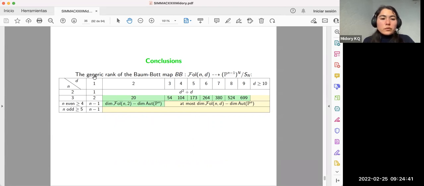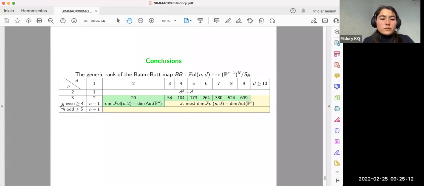Then for degree 1, we know that the generic rank is n minus 1. For degree 2 and so on, for the projective plane it is D squared plus D. The result was given by Alcides, Neto and Pereira. For dimension 3, degrees 2 until 9 are given by the examples that I showed before.